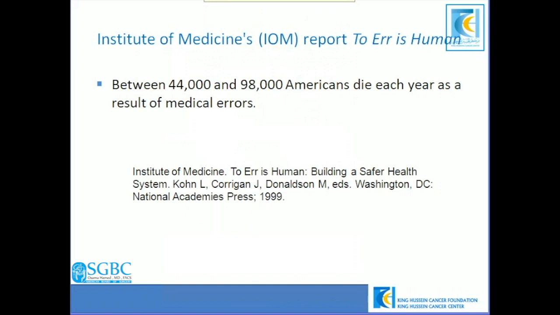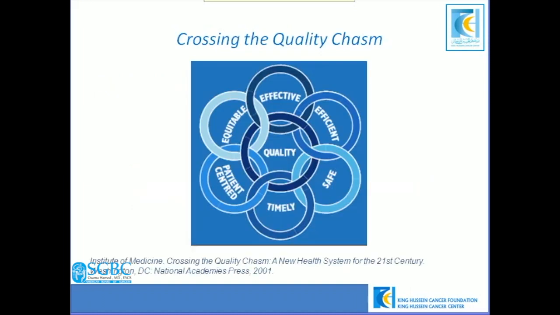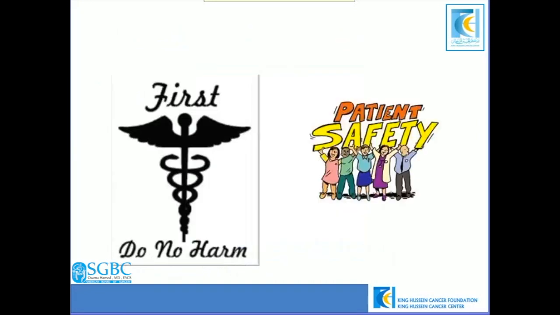So the Institute of Medicine back in 1999 issued a very important report called "To Err Is Human," and they estimated that almost 100,000 Americans die each year from medical errors. They are preventable medical errors. They followed their report with another report called "Crossing the Quality Chasm," and in order to have quality health care, we have to have health care that is safe, efficient, effective, equitable, patient-centered, and timely. And I think, if we go to our basics as physicians, the first rule is first, do no harm. And I think we have to continue on this and have patient safety as our number one goal.